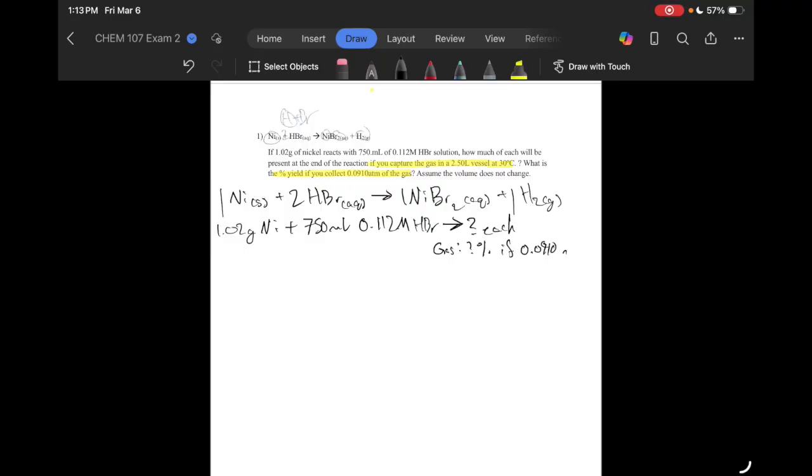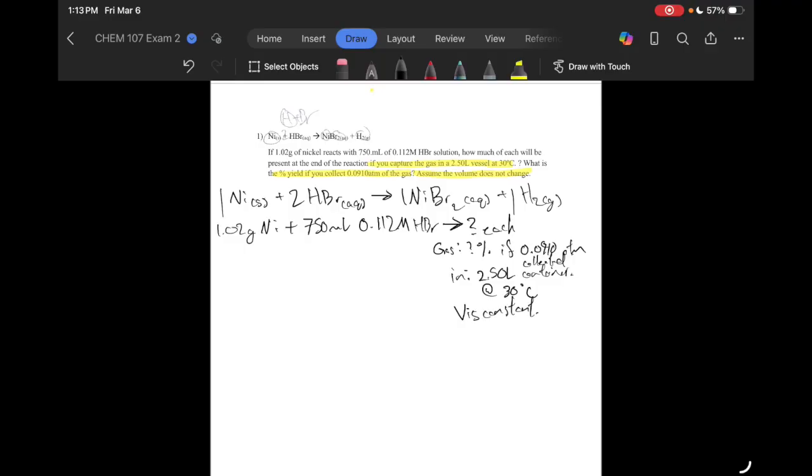0.0910 atmospheres were collected, and that gas was collected in a 2.50 liter container at 30 degrees Celsius. And then the last part, assume the volume does not change. So whatever volumes we start with, that's the amount of volume that we end with. We'll just say V is constant. This will come back later.